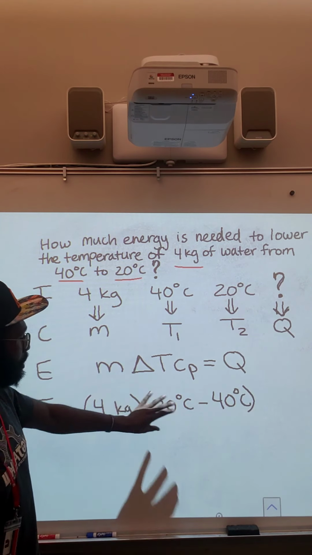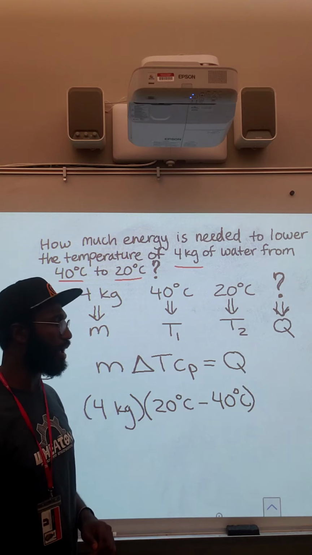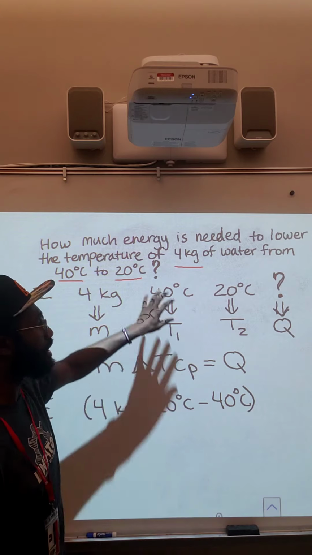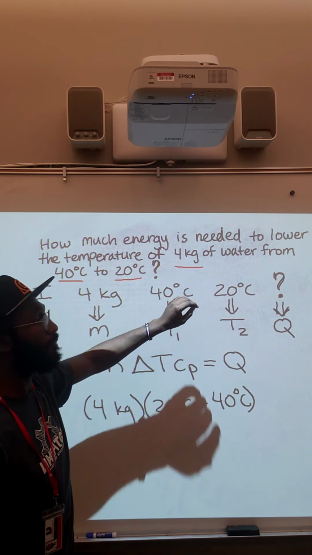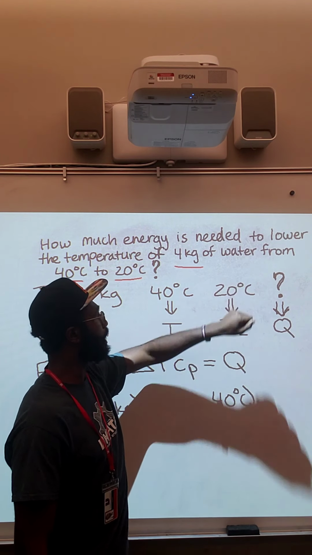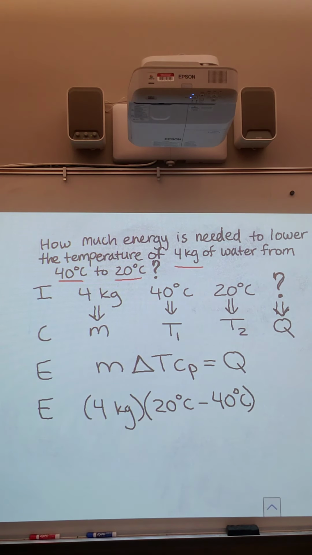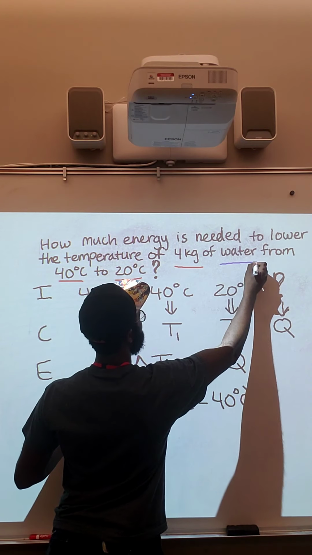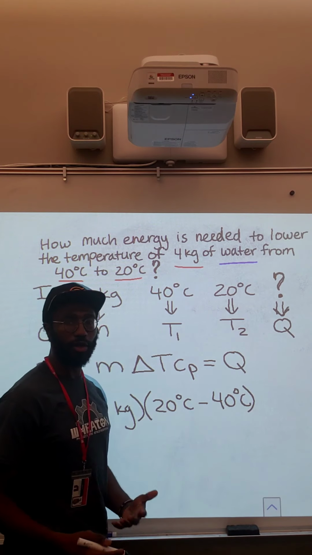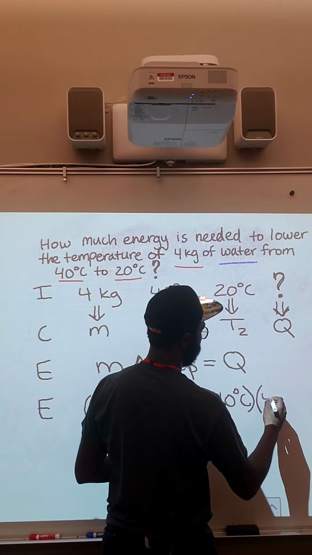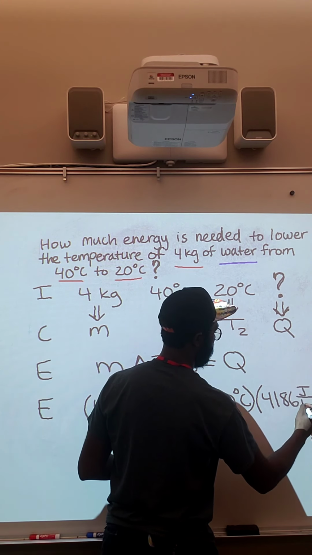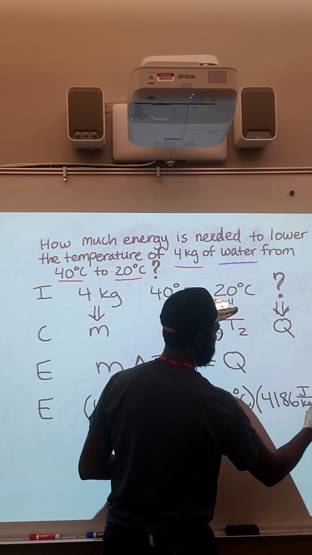So we've got mass, delta T, and now let's go ahead and write our specific heat capacity. Now, we need the specific heat capacity of the material that's changing temperature in this problem. And if we read the problem, it tells us that 4 kilograms of water is changing temperature. So the specific heat capacity we're going to need is the specific heat capacity of water. That you can look up, and the one we're going to use is 4,186 joules per kilogram times degrees Celsius.